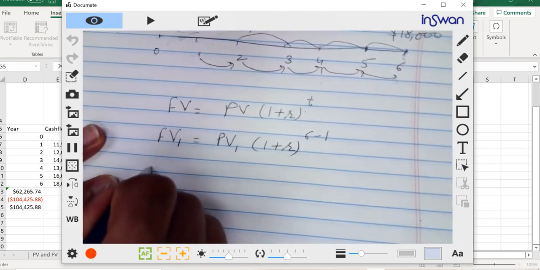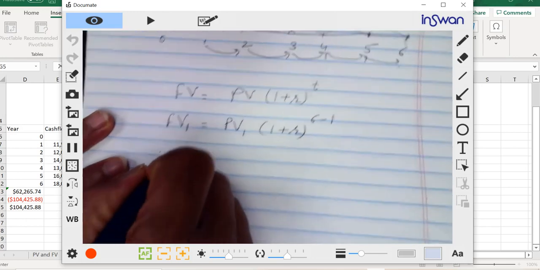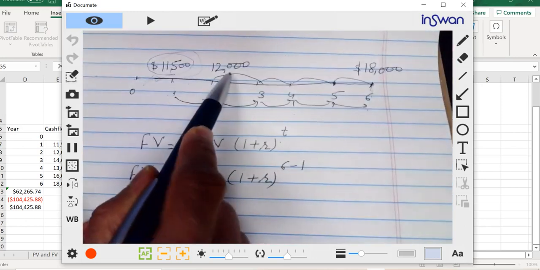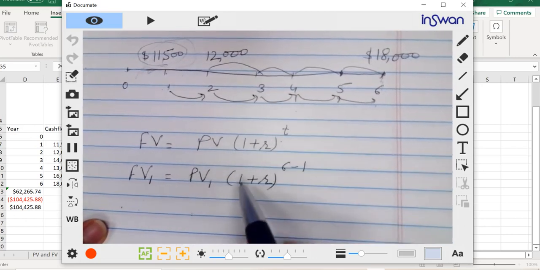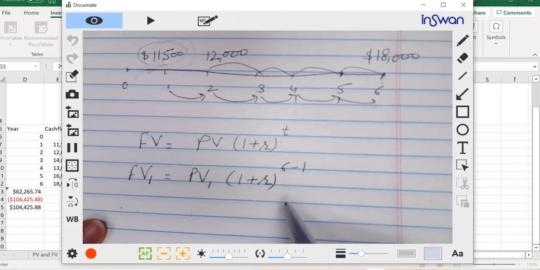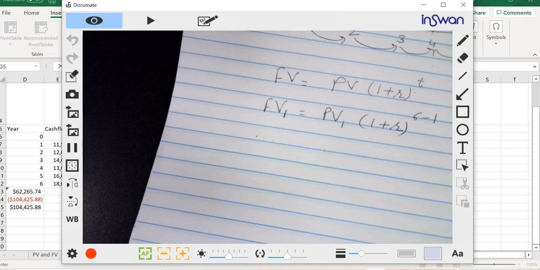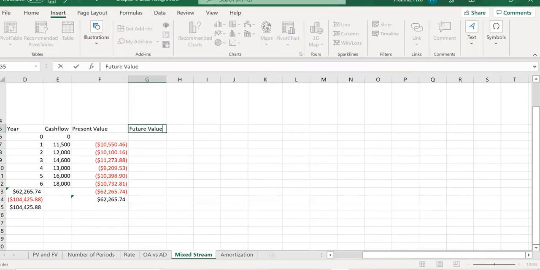For the second year, it will be future value at time 2 equals present value at time 2, which is this $12,000, and then 1 plus r to the power of 6 minus 2. So this is how we will calculate it. Now let me show you how we will do it in Excel.